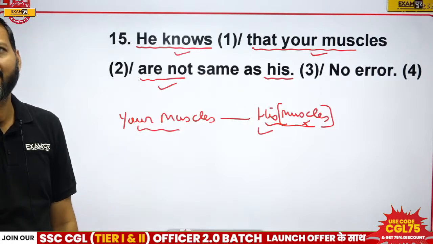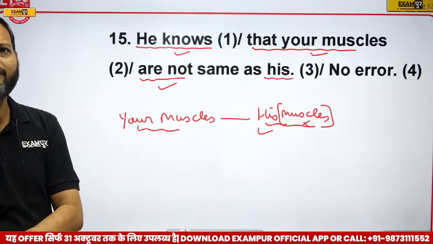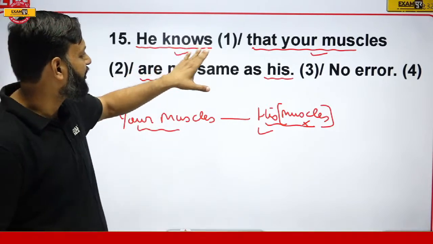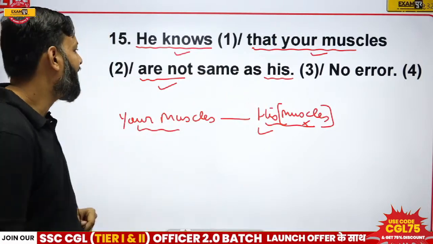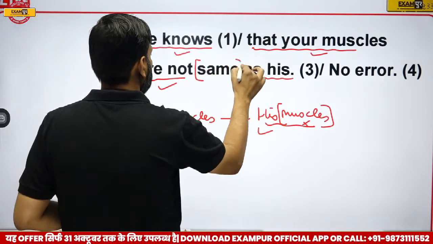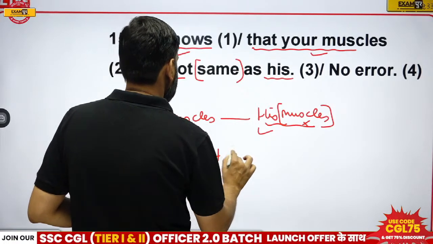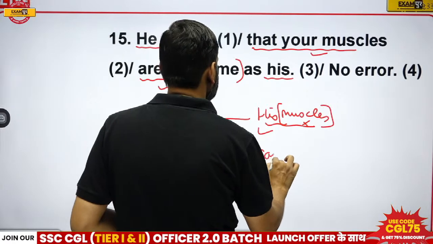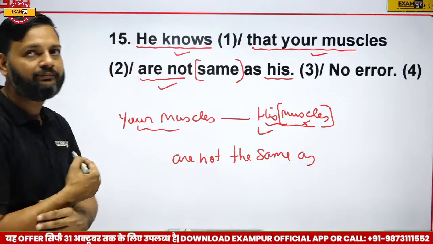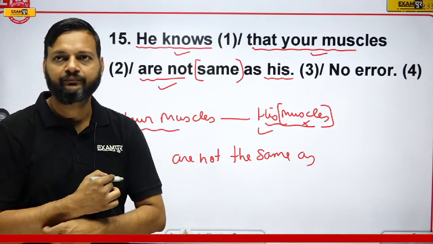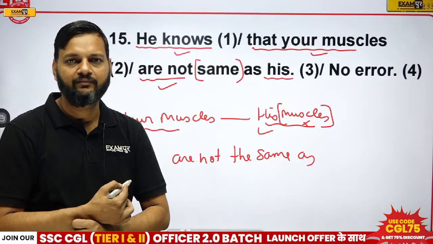Now, what is the error? What is the error then? If he knows is correct, that your muscles is correct, not is correct, his is correct, what is the error? The error is here. This should be are not the same as. Are not the same as.